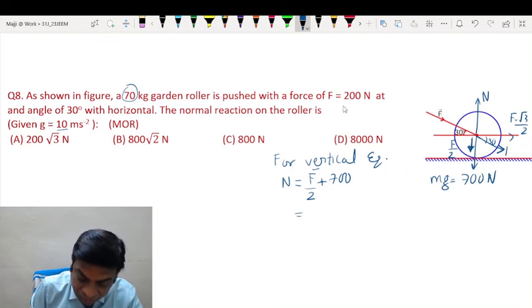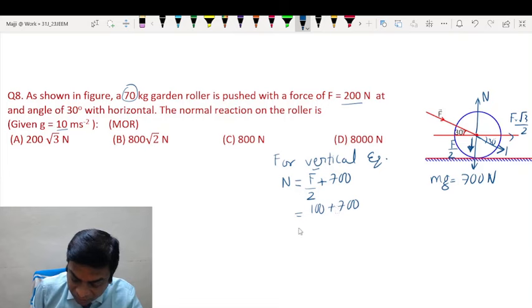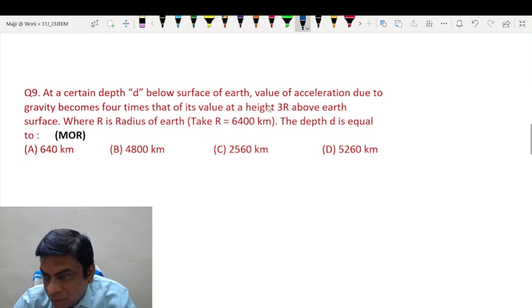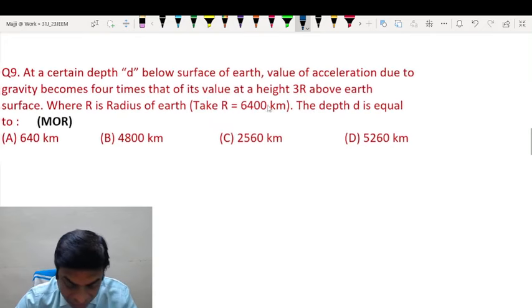So applied force is how much? 200 Newton. So 200 by 2 is 100 and this is 700. So finally you have 800 Newton as the correct answer. Correct option C. Then moving to the next question.